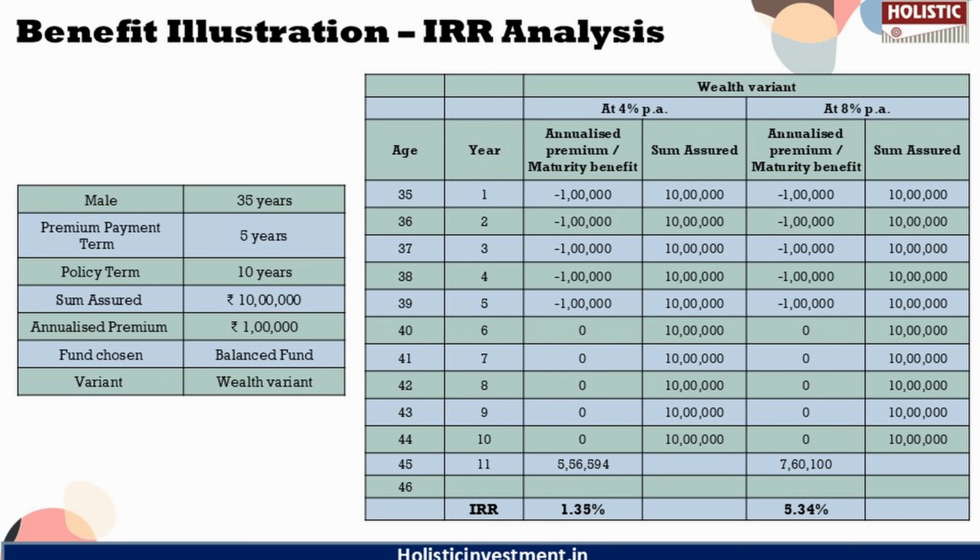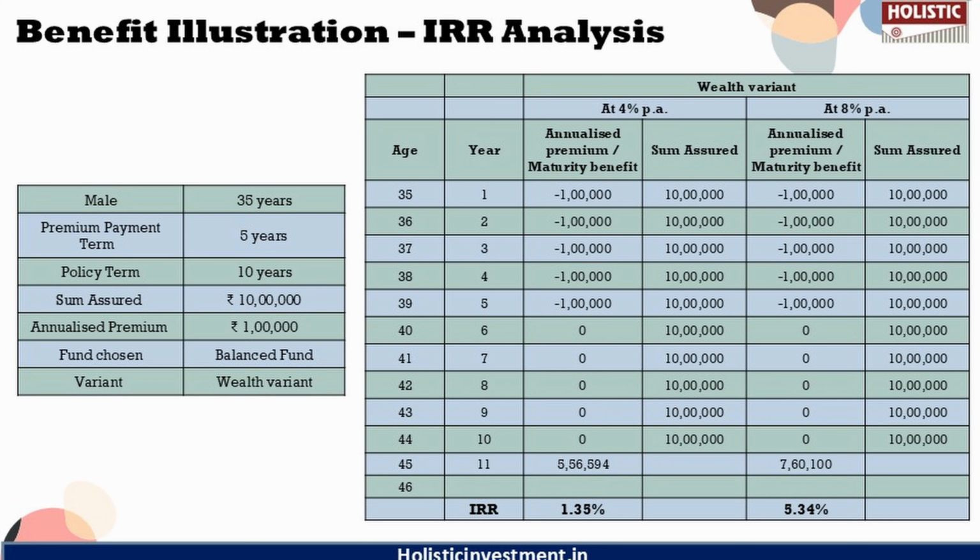That's why we are going to calculate the internal rate of return, IRR, of this policy based on the benefit illustration given in the policy brochure. Now, for calculation purposes, let us assume that a 35-year-old male is going to purchase this policy with a premium payment term of 5 years, policy term of 10 years, and sum assured of 10 lakhs. So the annualized premium is 1 lakh, and he has chosen a balanced fund, and the variant is wealth variant.